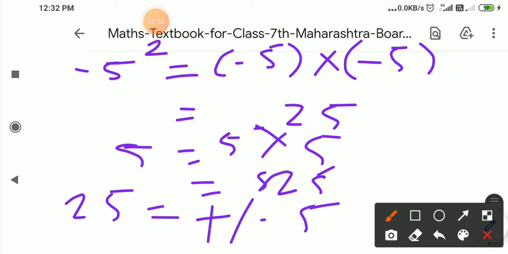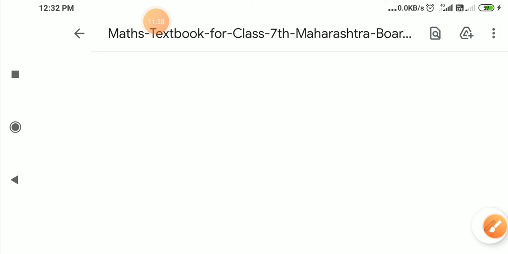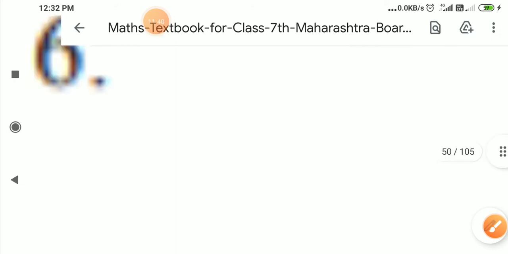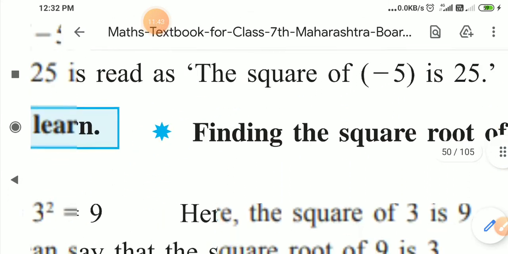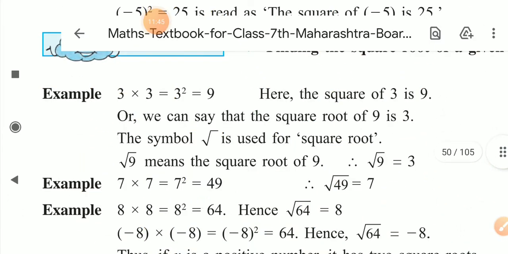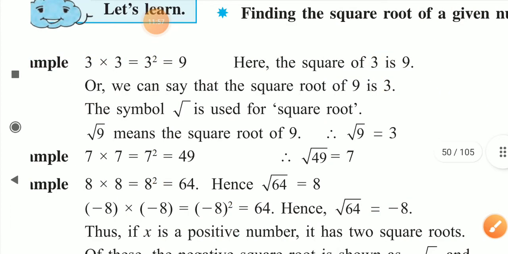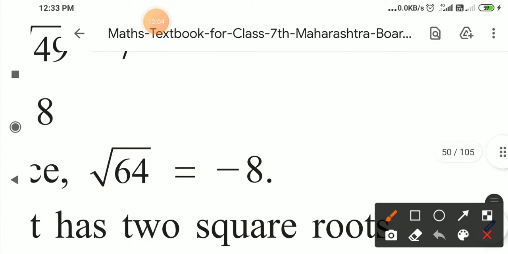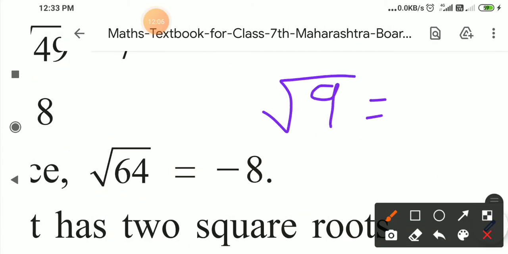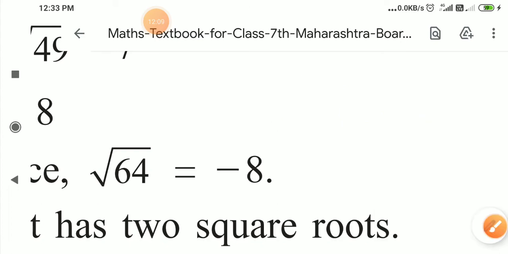Okay, so in this way we have to find the square root. Here very easy examples are there. 3 square is 9. If you are writing 3 square is 9, the 9 is the square and 3 is the square root. Yes, 9 is the square and 3 is the square root. The square of 3 is 9, so we can say that the square root of 9 is 3. The symbol is: square root of 9 is equal to 3. In this way we have to write.